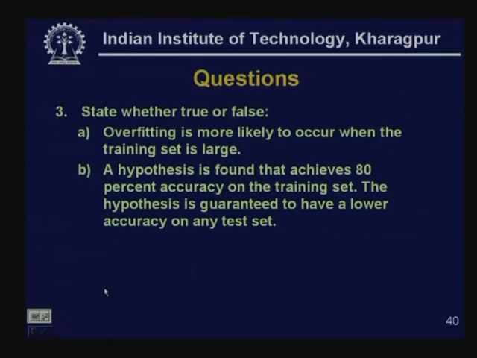A, overfitting is more likely to occur when the training set is large. B, a hypothesis is found that achieves 80% accuracy on the training set. The hypothesis is guaranteed to have a lower accuracy on any test set. State whether true or false. Whether the accuracy on any test set will always be lower than the accuracy on the training set.